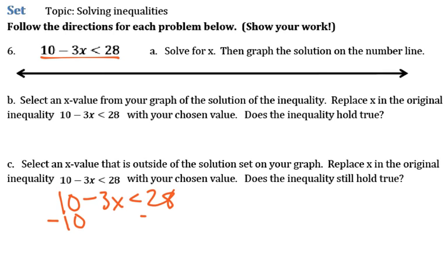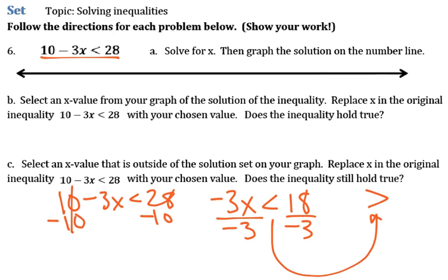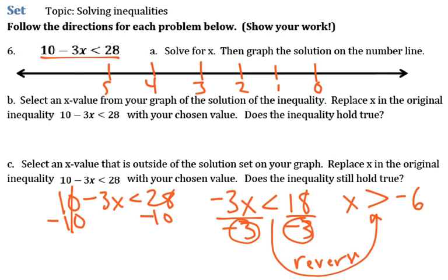So to solve for x, it's 3 times x subtracted from 10. So I've got to get rid of that 10, so I subtract 10. So I have negative 3x is less than 28 minus 10, which is 18. Divide by a negative 3 on both sides. And whenever with inequalities we divide by a negative, we reverse our inequality, and 18 divided by negative 3 is negative 6. So 0, 1, 2, 3, 4, 5, negative 6, negative 7. Those should all be negatives.